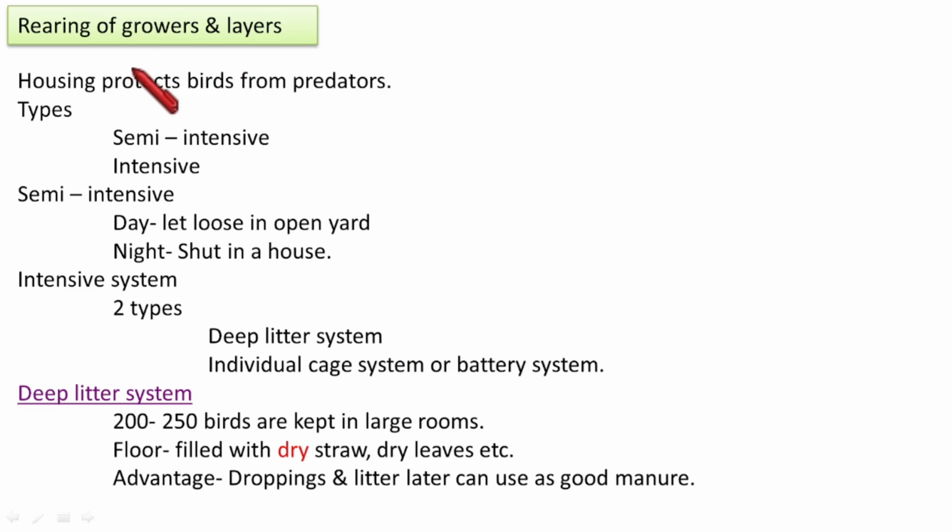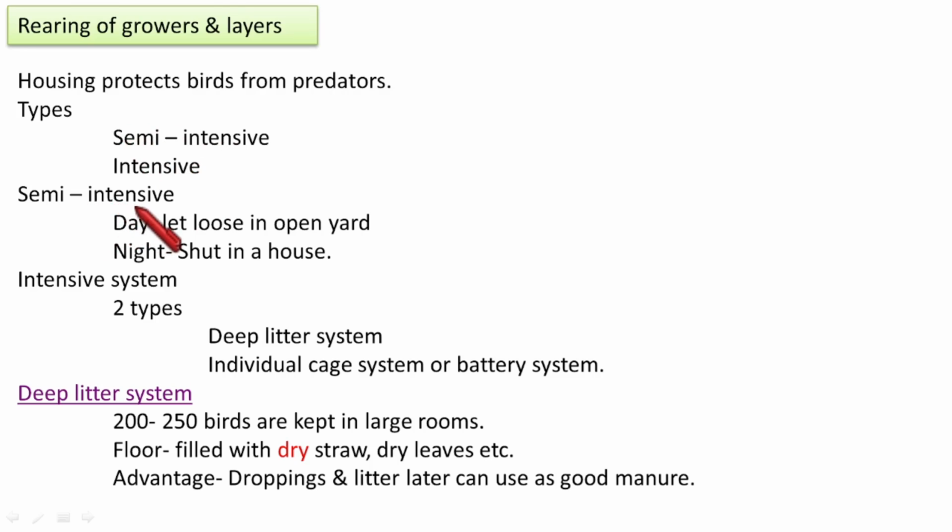Then next stage, rearing of growers and layers. Rearing of growers and layers means what? It is the housing that we are giving to the birds to protect them from the predators. This also has two types, semi-intensive and intensive.